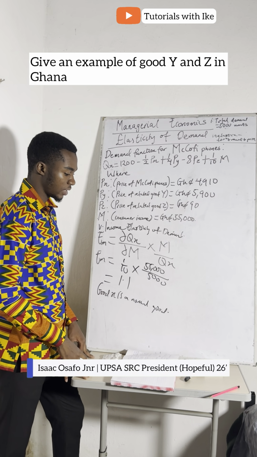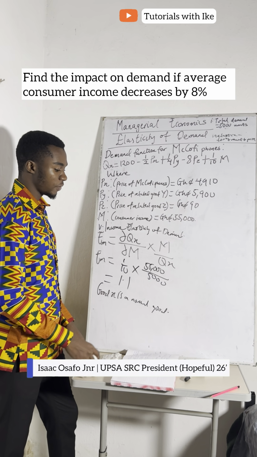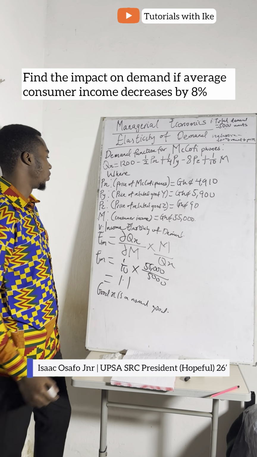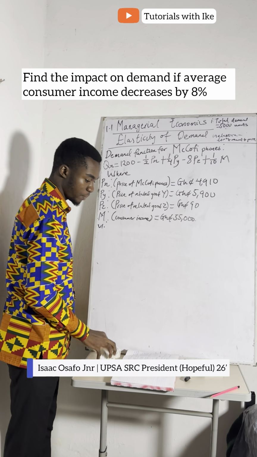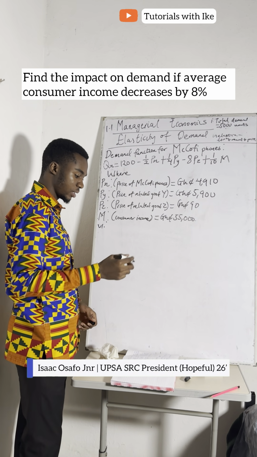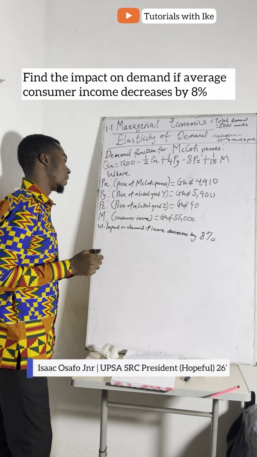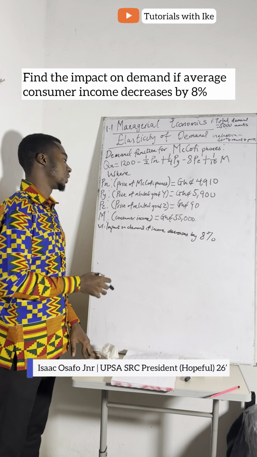Now let's go to the VIN II. The VIN II says that we should find the impact on demand if average consumer income decreases by 8%. All right, so let me clean the board so that we solve for it. So now they are asking us to find the impact of demand if average consumer income decreases by 8%. If the income reduces by 8%, how is it going to affect the demand for good X?